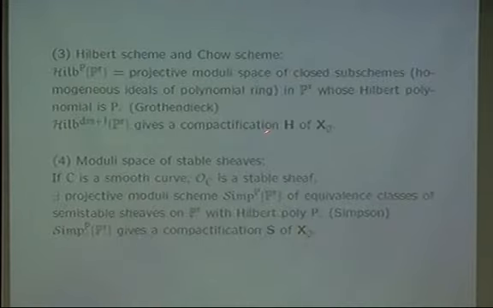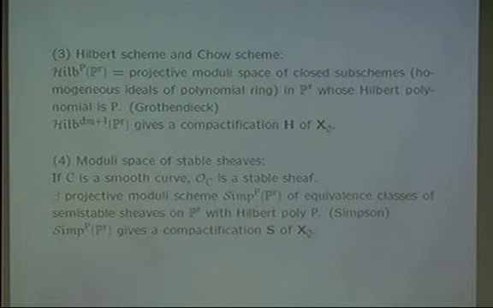And then there are also classical constructions: compactification by the Hilbert scheme and the Chow scheme. The Hilbert scheme is a projective moduli space of closed subschemes in Pr with Hilbert polynomial P. And closed subschemes, don't be scared about this word, is nothing but homogeneous ideals in a polynomial ring.